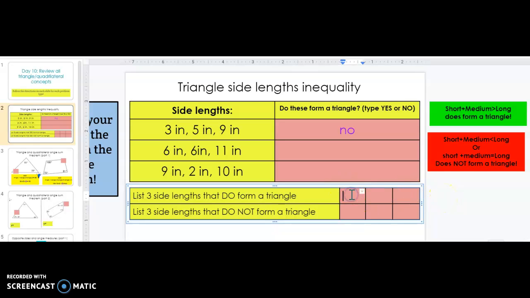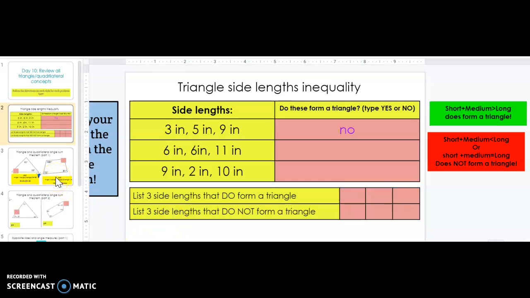So for example, I could put 2 as my short, 4 as my medium. Okay, so I need 2 plus 4 to be greater than whatever I put here for long. So 2 plus 4 is 6. Okay, so I need to put a number that is less than 6. So think of a number that's less than 6. Okay, we could put 5, right? Because then short plus medium, 6 is greater than 5. So I know that's right. So you'll just put your own examples there.